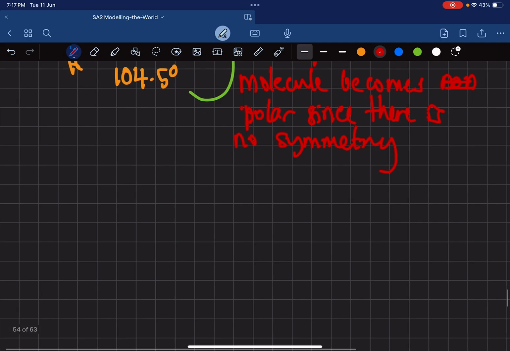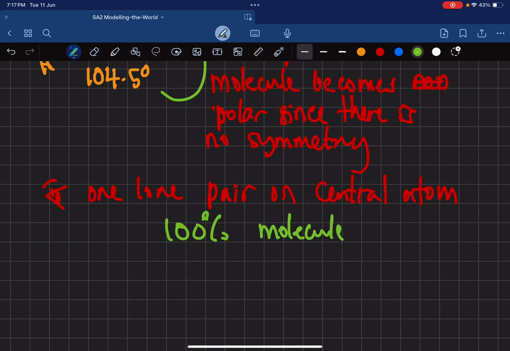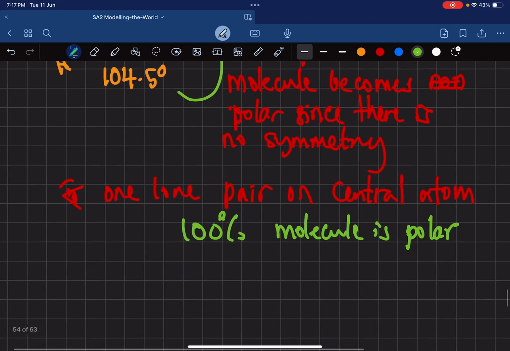Now, to make things simple, let's say you see one lone pair on the central atom, all right, so 100%, I better be careful what I'm saying, 100% you can rest assured that the molecule is polar. So once you draw the Lewis structure, and you realize there's one lone pair on the central atom, rest assured that the molecule is going to be polar. Two lone pairs, little bit suspicious. Two lone pairs, they can be non-polar.